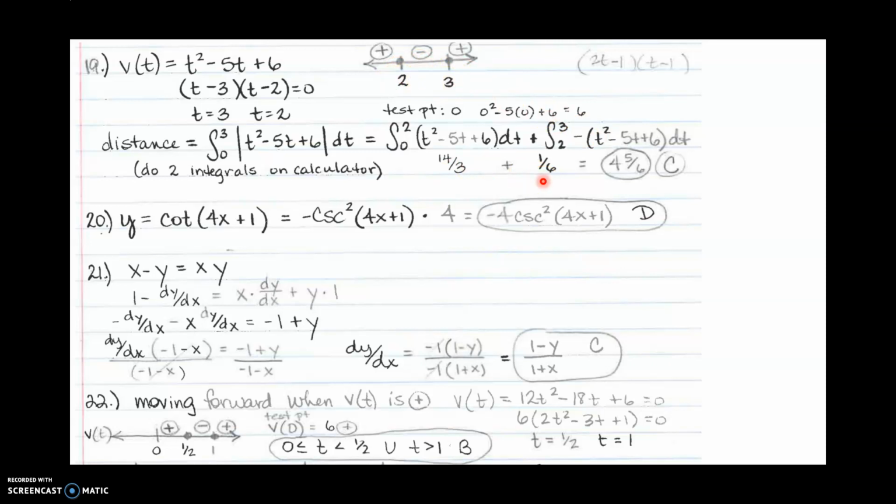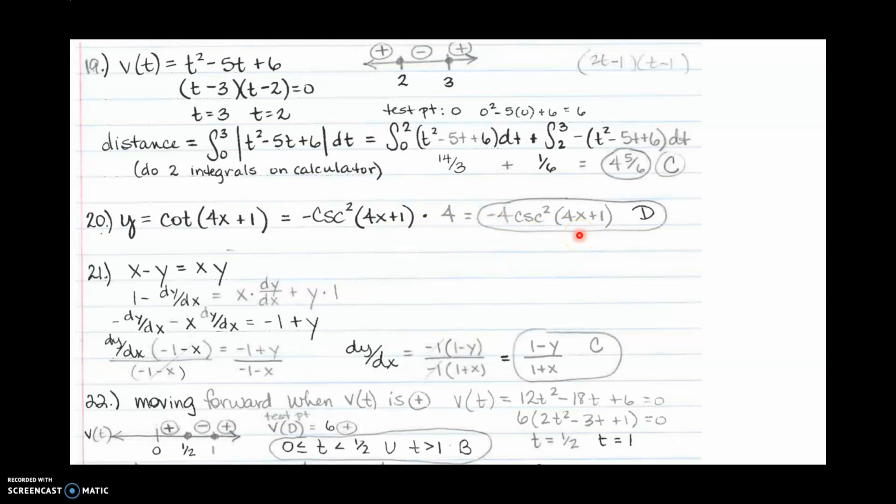All right, then for number 20, we have the derivative of cotangent 4x plus 1. So the derivative of cotangent anything is going to be negative cosecant squared of that thing. That would be the derivative of the outside. And then the derivative of the inside, derivative of 4x plus 1, would be 4. So that's negative 4 cosecant squared 4x plus 1.